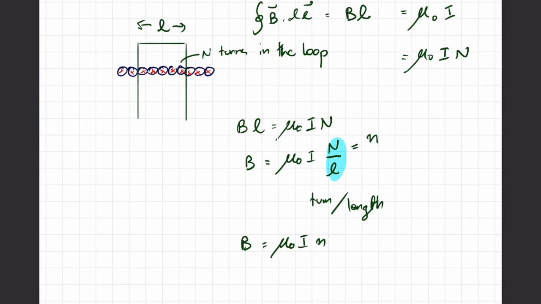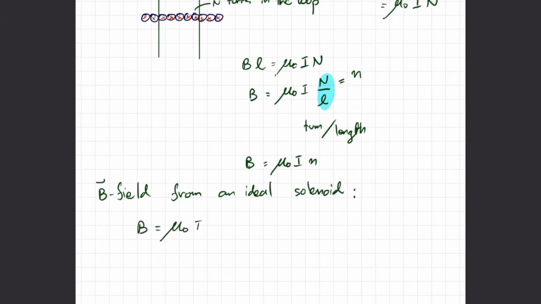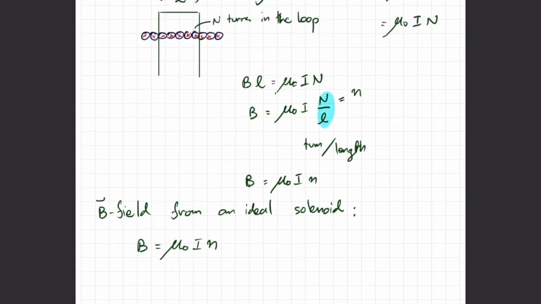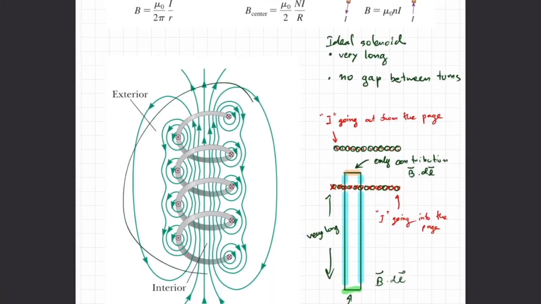So in other words, let me summarize it here. The magnetic field from an ideal solenoid is simply B equal to mu 0 I n. And this is the magnitude again, and the direction is going to be like what we said in this diagram.